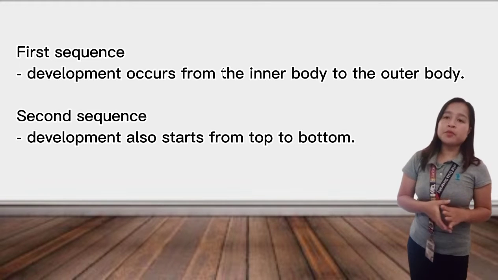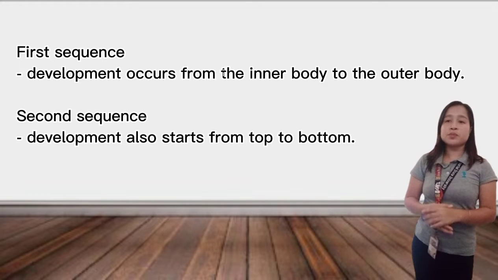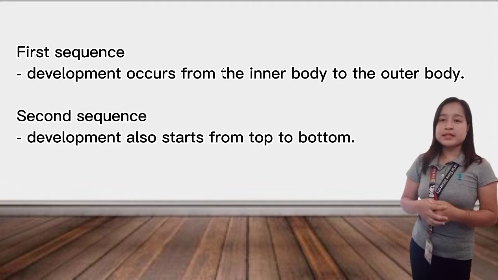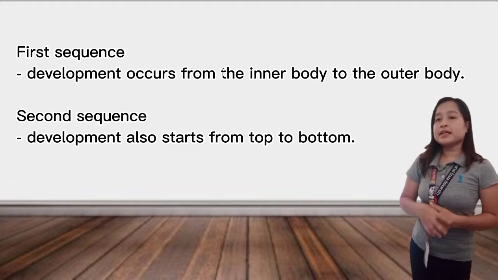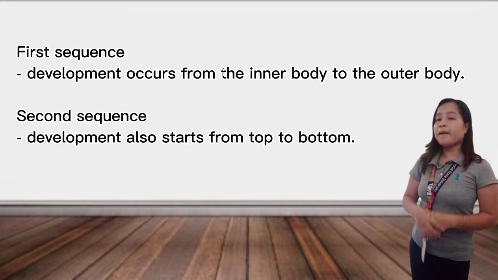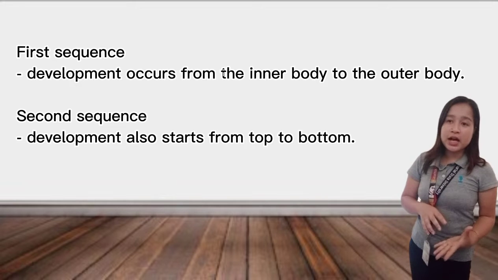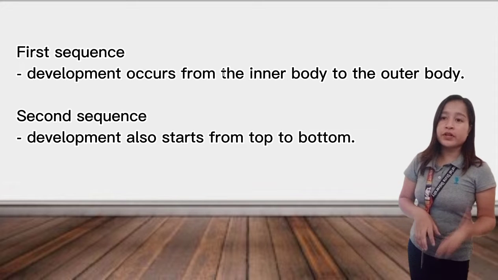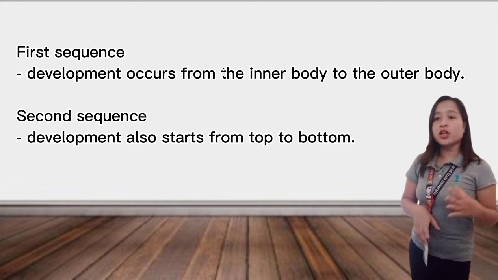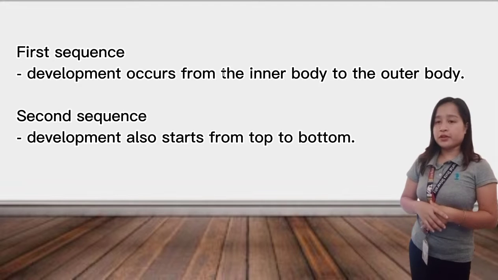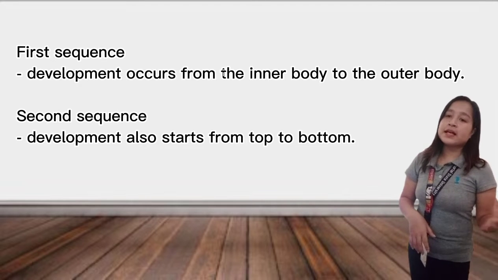So the typical development of a child's motor skills usually follows a predictable order or sequence. The first sequence is that development occurs from the inner body to the outer body. This means that a child usually gains control over their arms before they gain control over their fingers. Then another one, the second sequence.